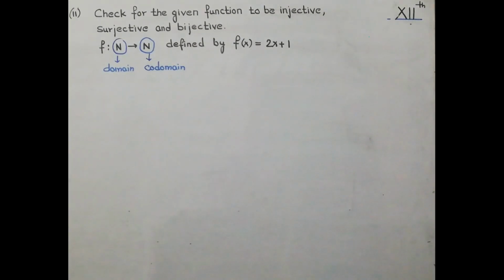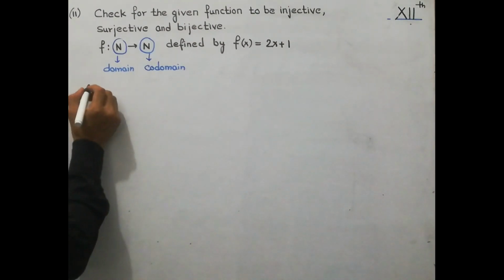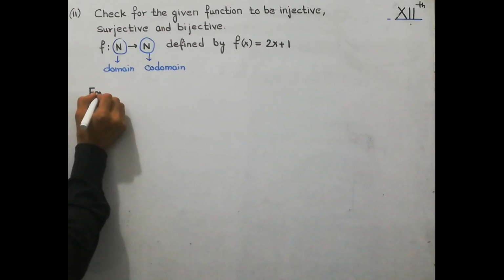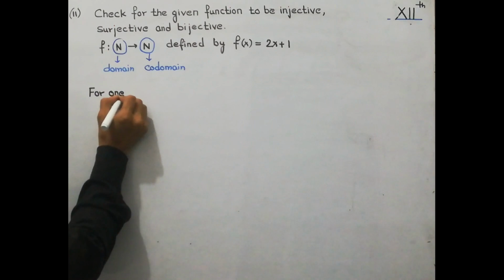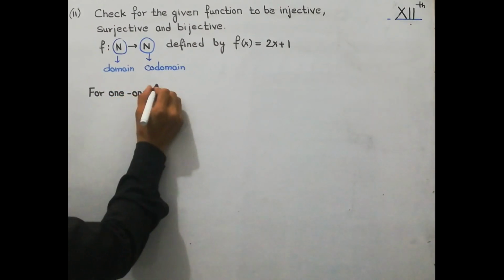Now if we consider this example number 2, then in example number 2, if you see, function is same as it was in question number 1, only the domain and the codomain has been changed. Here domain and codomain both are set of natural numbers, rest is the same. And now we have to find out whether it is injective, surjective or bijective. Okay. Now first of all, for 1-1 function.